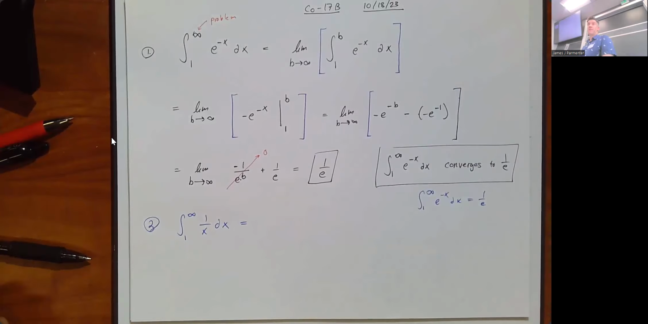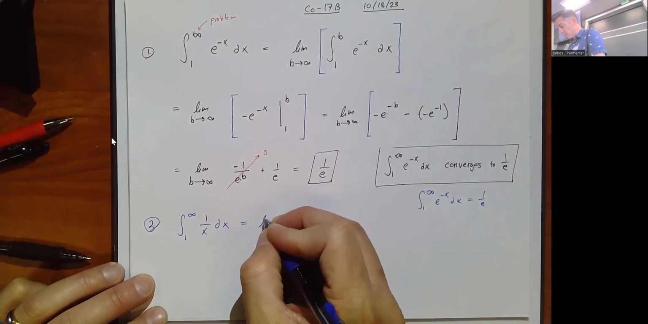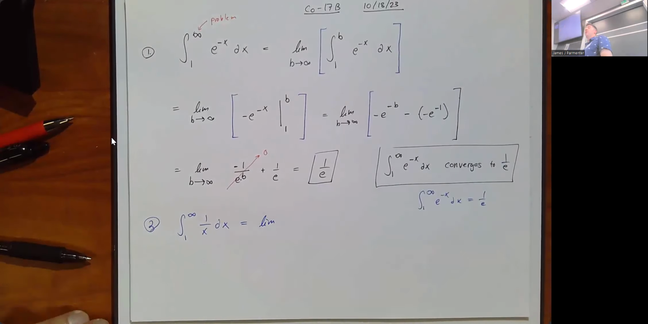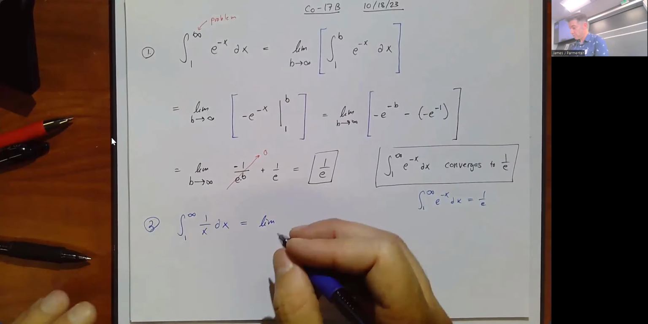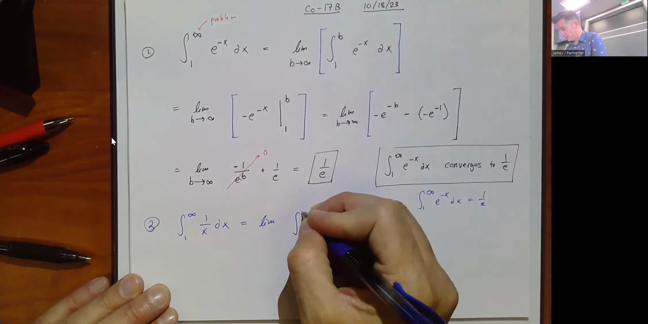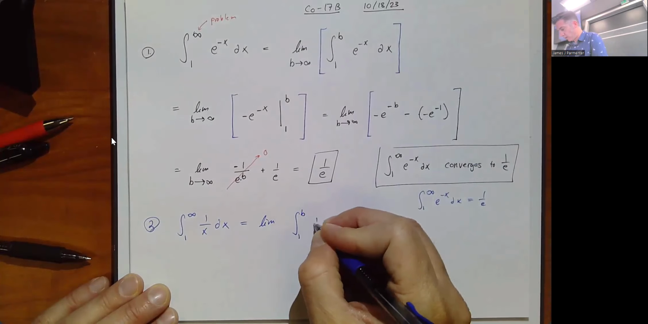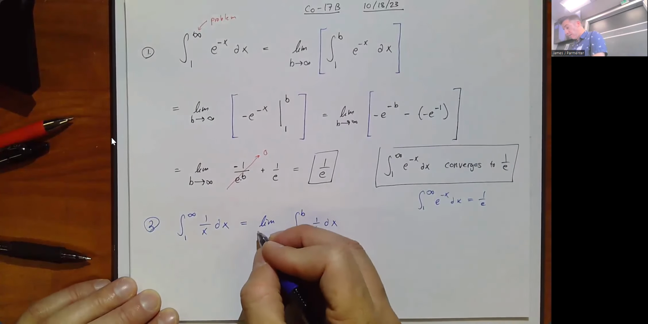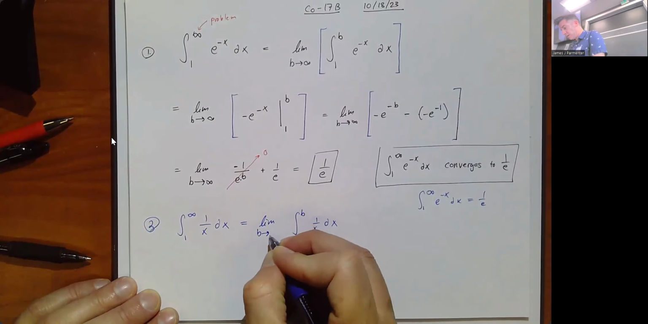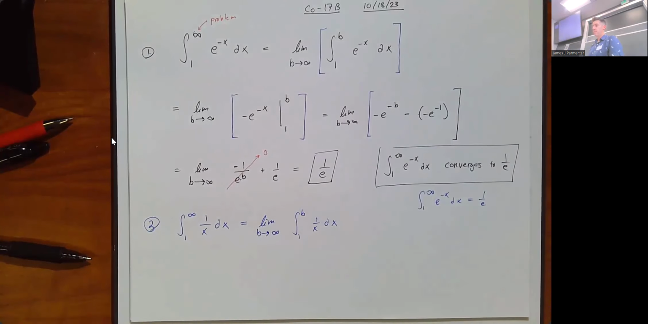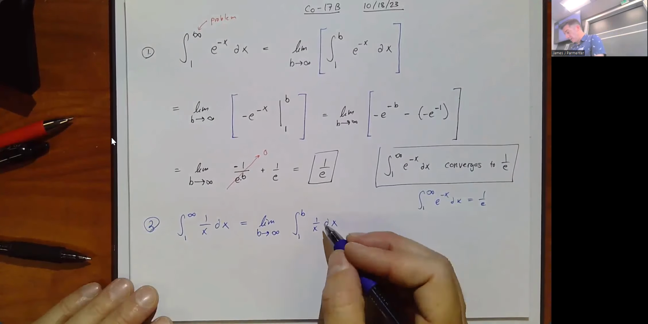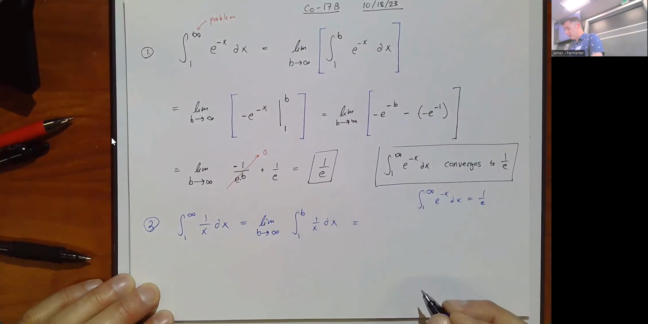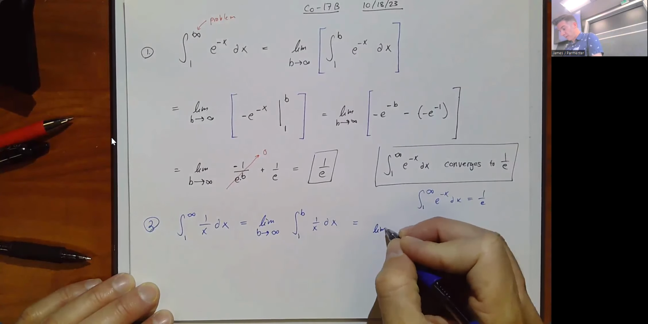We're going to replace the infinity with a limit. Actually, I should say, we're replacing the infinity with b. We're rewriting the integral as 1 to b of 1 over x dx, and then we're going to take the limit of that as b goes to infinity. And then it's the same thing we did before. We're going to integrate this, and we're still going to have the limit out in front.